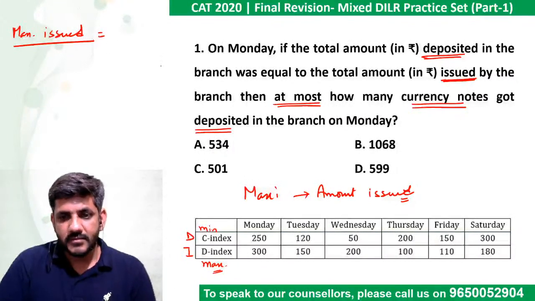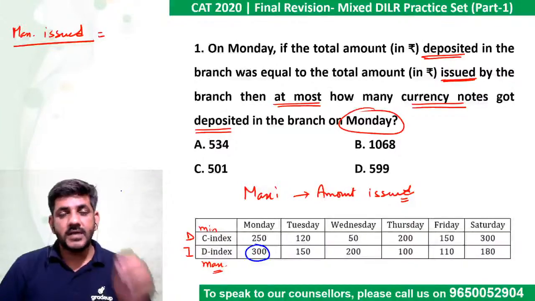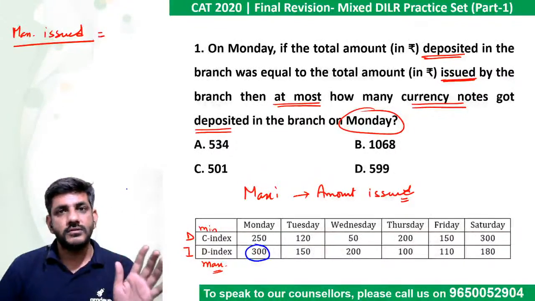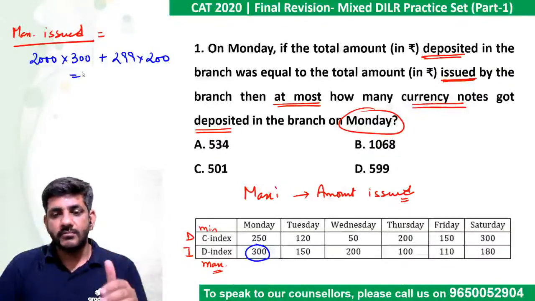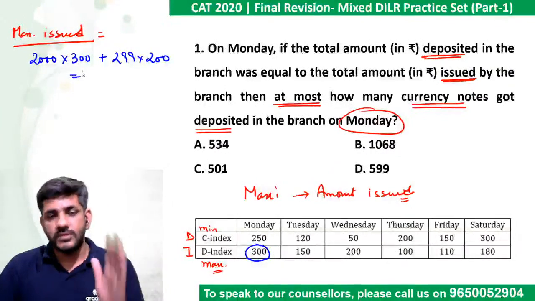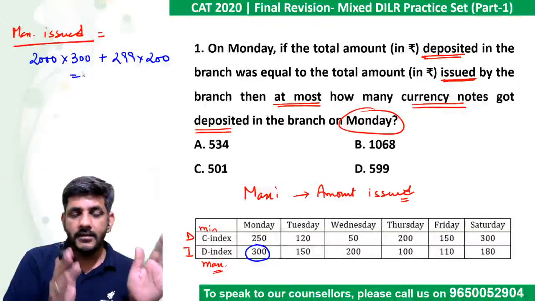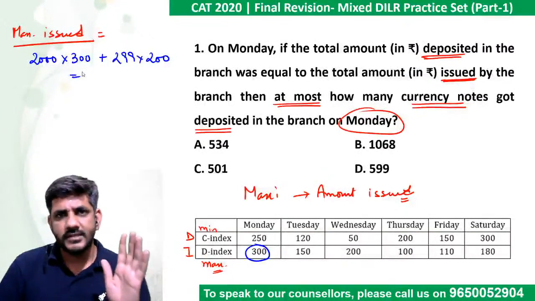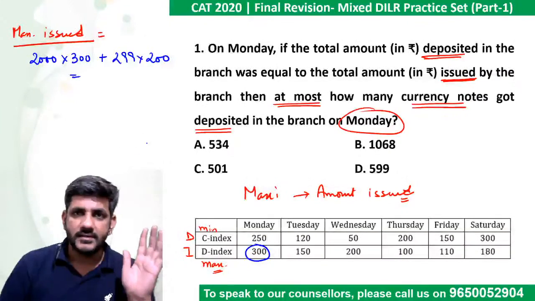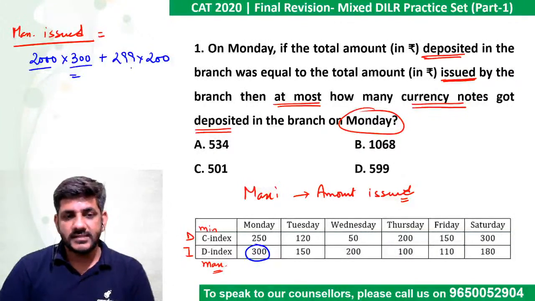What day are we talking about? Maximum amount issued on Monday, right? We are talking about Monday. On Monday, the D index is 300. That means out of 200 and 2000 notes, I repeat, 300 is the maximum possible number of notes of 200 or 2000. To maximize, I am assuming this 300 is of 2000 and the other one would be lesser than that. So I took just one less, that is 299. So 299 into 200 is that amount. So this gives me 2000 into 300, 6 lakhs.